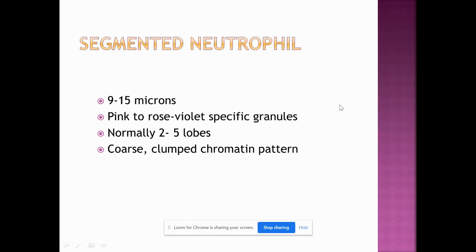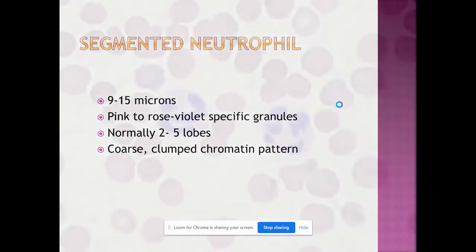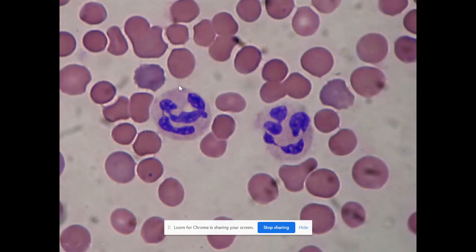Okay, if you have 5 lobes or if you have seen 5 segments or lobes in a neutrophil, then that is already called a hypersegmented neutrophil. And then for the chromatin pattern, usually it is coarse and clumped. So these two are examples of what? Segmented neutrophil. What kind of segmented neutrophil? Hypersegmented, because 1, 2, 3, 4, 5, it has 5 segments or lobes already.